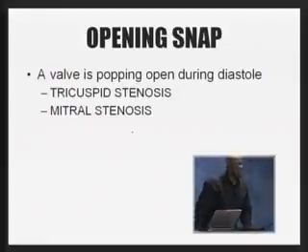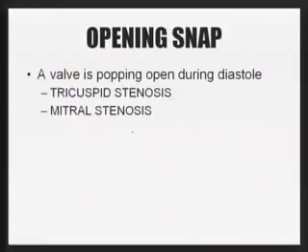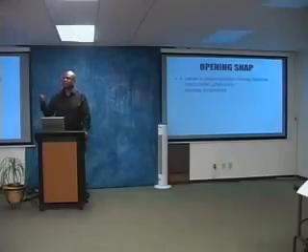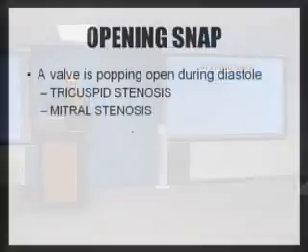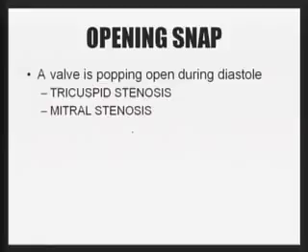We're going to reason things out because I don't want you to memorize anything I tell you. All right? I want you to know it here, 10 years from now, 20 years from now. Still understanding. Opening snap means I'm popping a valve open during diastole. If you're forcing it open, it's got to be stenotic. That means only two choices, tricuspid and mitral valve stenosis. Do you recognize that one's on the right side, one's on the left side? Later on, you got to separate them for me.